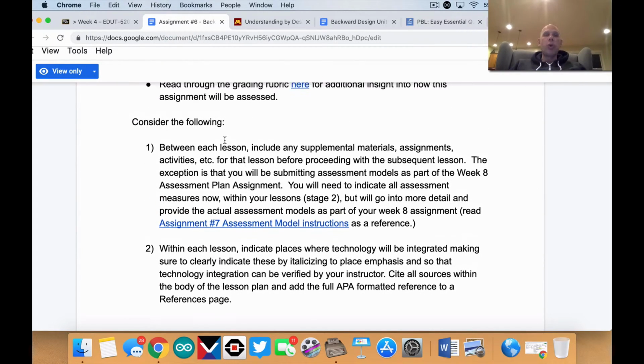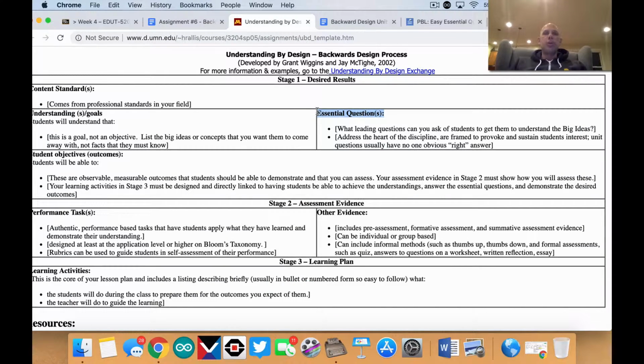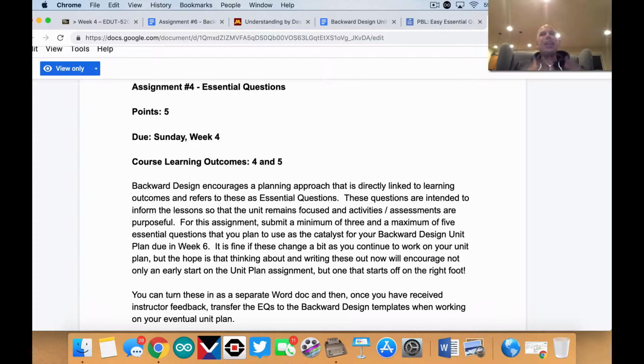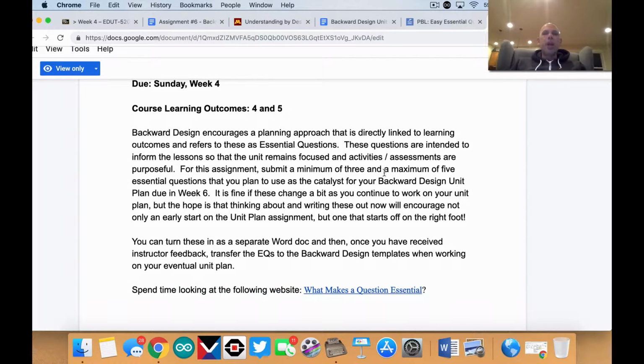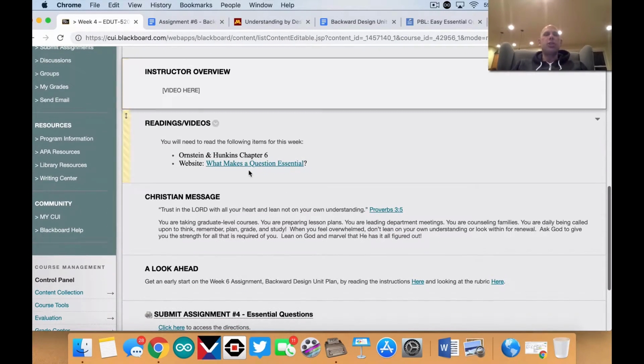Because what we're going to do in week 4 is really get a head start at this essential question piece. Okay, so let's look at the assignment for week 4, which is really the beginning of the assignment for week 6. So getting a head start. Okay. And in this assignment, you're going to create a minimum of 3 or a maximum of 5 essential questions. So what are essential questions that will guide any specific lesson plan or even broad questions that guide a unit? Well, there is some reading that you're going to do to compare and contrast essential questions and non-essential questions.